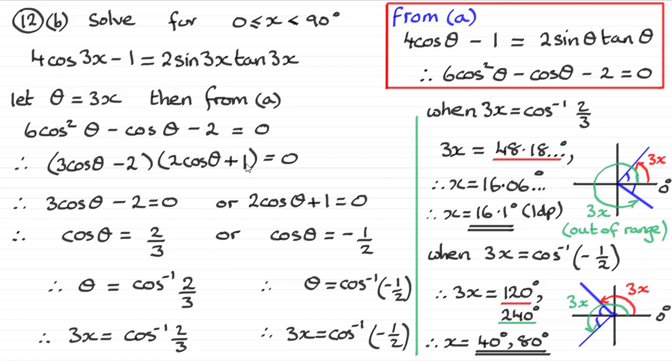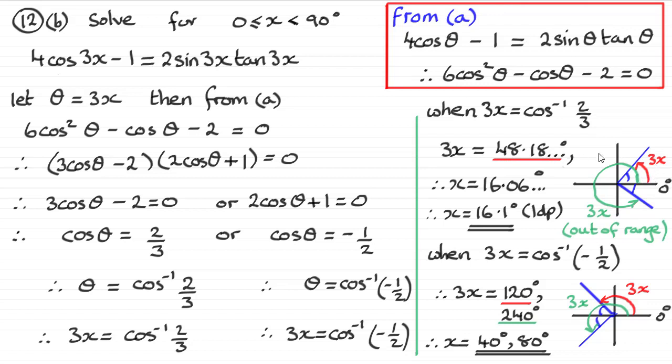And if you do a similar thing for this factor, 2 cos theta plus 1 equals 0, you end up with 3x equaling the inverse cos of minus a half. Okay, so I'm going to take each of these equations and solve them separately. So when 3x equals the inverse cosine of 2/3, if you use your calculator in degrees mode, inverse cosine 2/3, you'll end up with 48.18 and so on degrees.